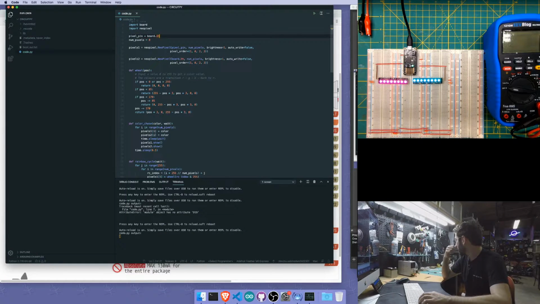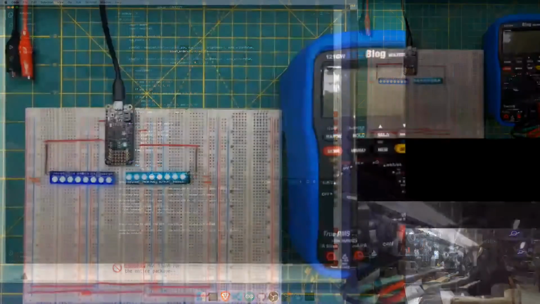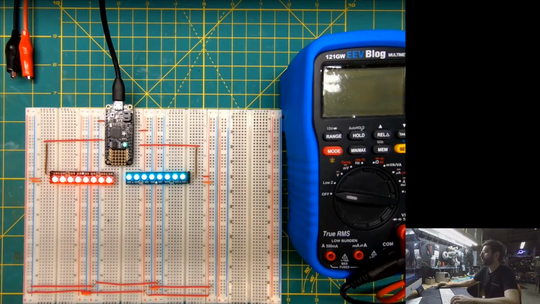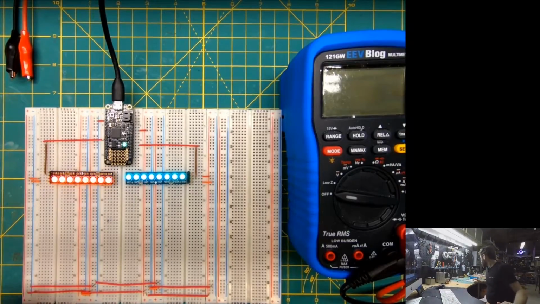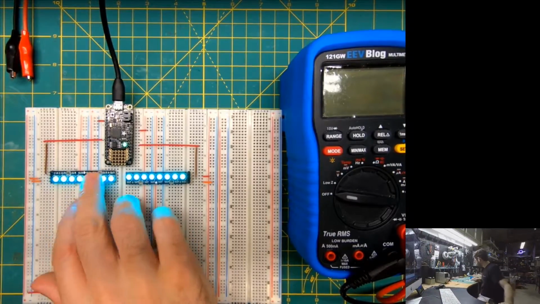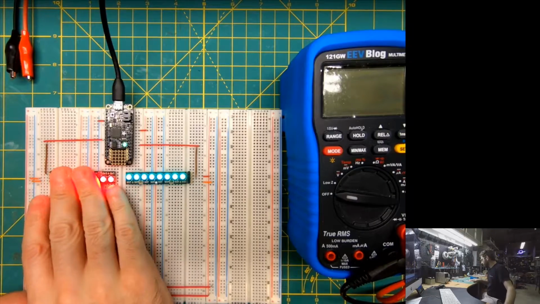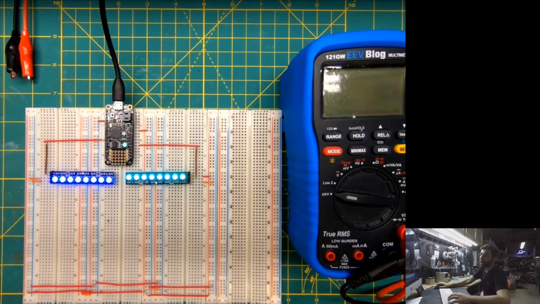Cool. So we have... All right. Cool. So now we have control of our left strip here. I can change this to, let's comment this, D9. We have control of the right strip.